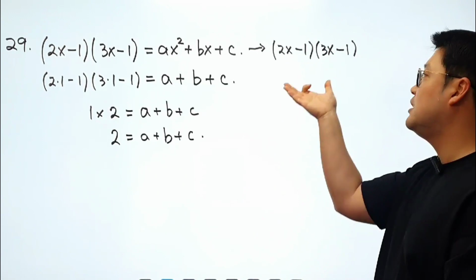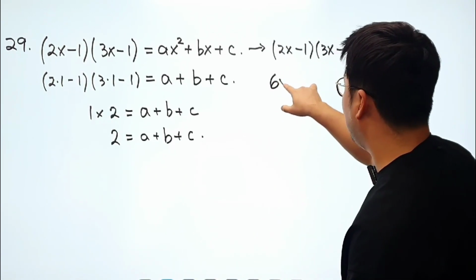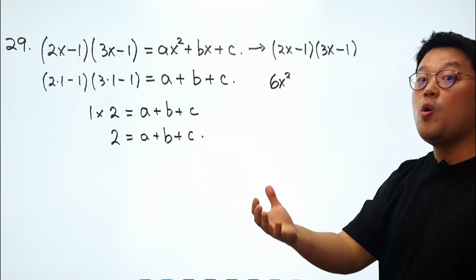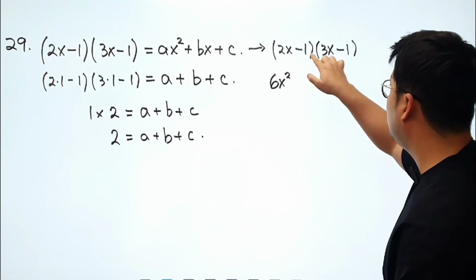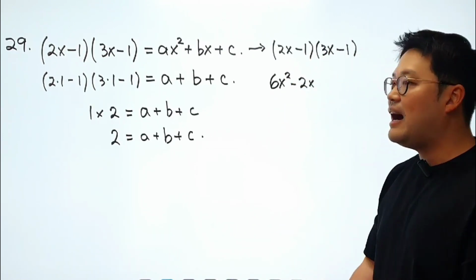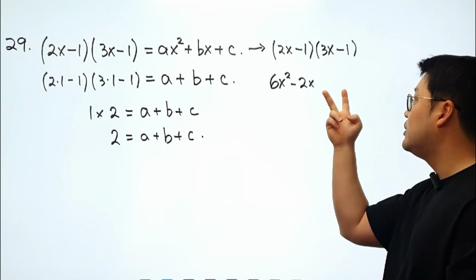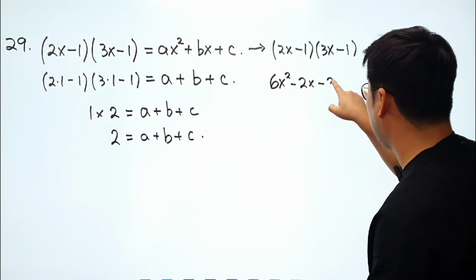FOIL tells us that the first term multiplied by the first term, so that becomes 6 times x squared. And what about O? It means outer terms or the outside terms. So we multiply 2x by negative 1, we get negative 2x. And what about I? I stands for the inside or the inner terms. We multiply negative 1 by 3x, so we get negative 3x.